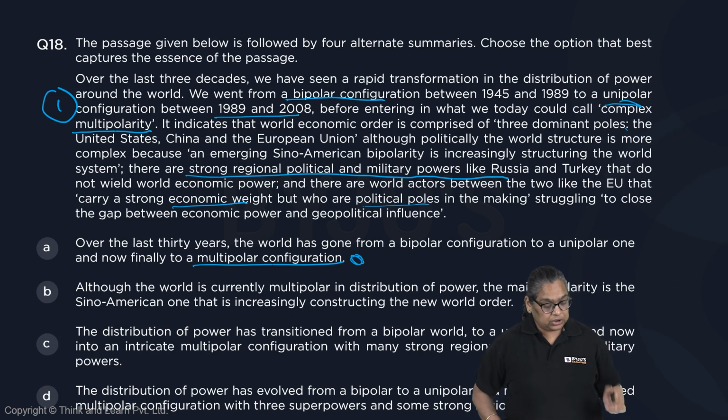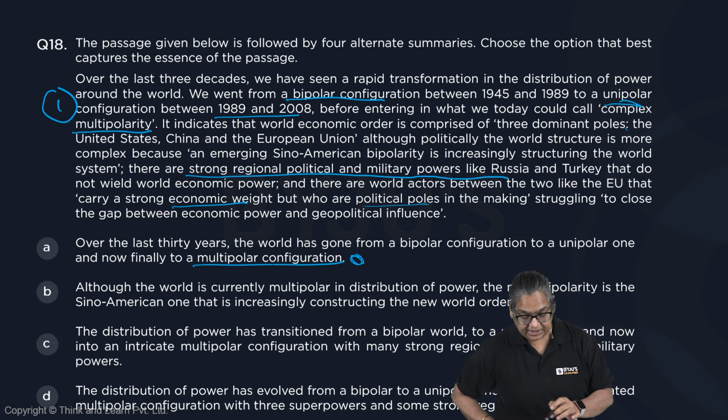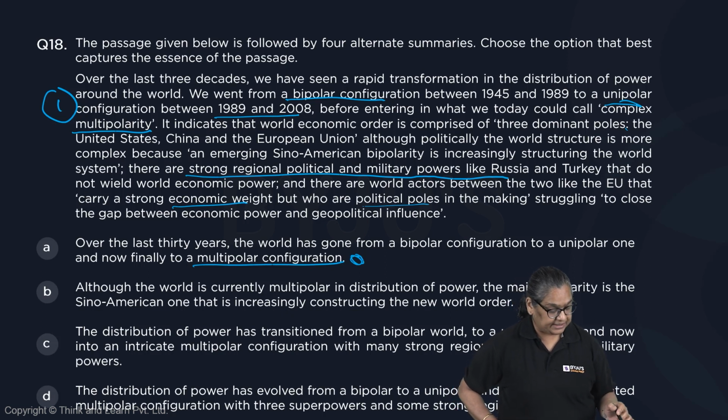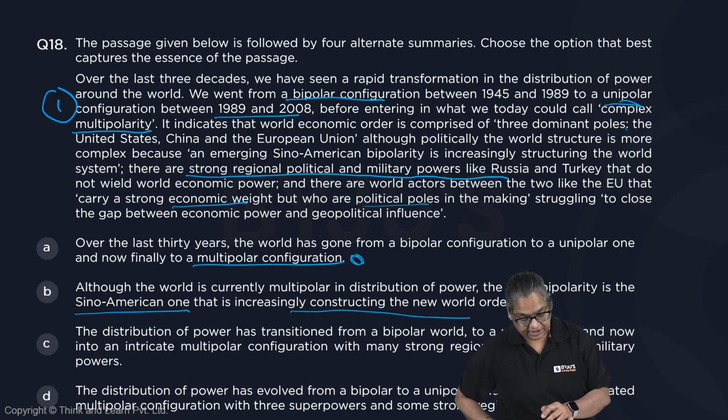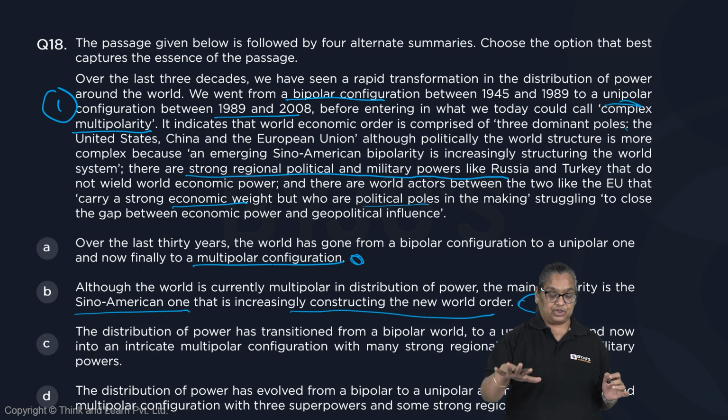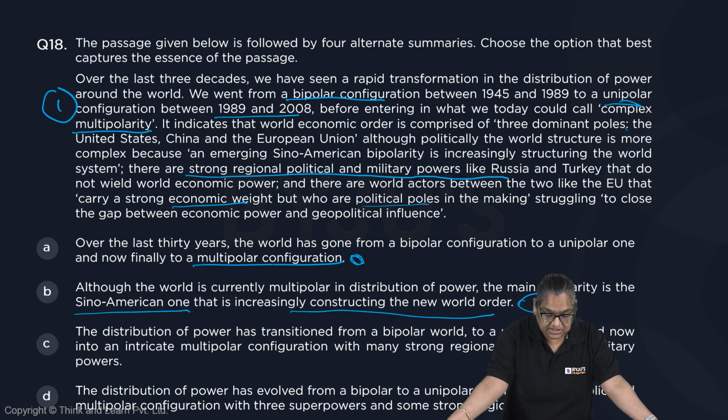Next: although the world is currently multipolar in distribution of power, the main bipolarity in the Sino-American one is increasingly constructing the new world order. It doesn't mention the strong regional political and military power of Russia, Turkey, EU. So incomplete. Next: the distribution of power has transitioned from a bipolar to a unipolar and now to a multipolar configuration with many strong regional political and military powers.